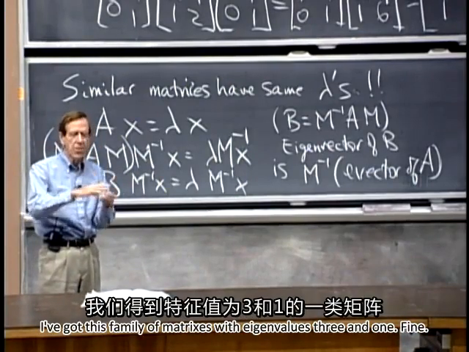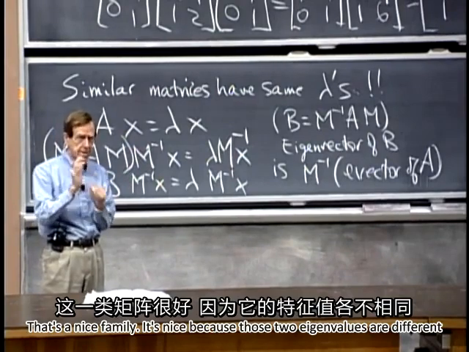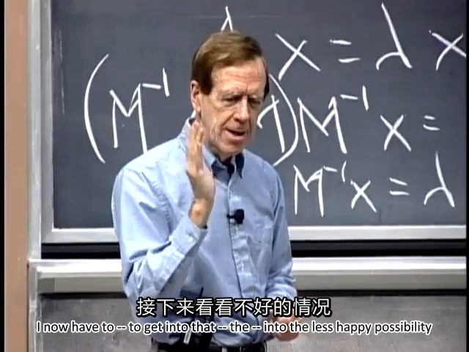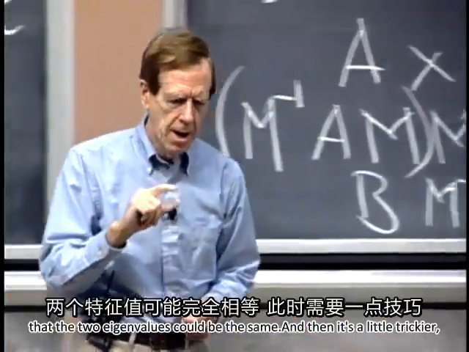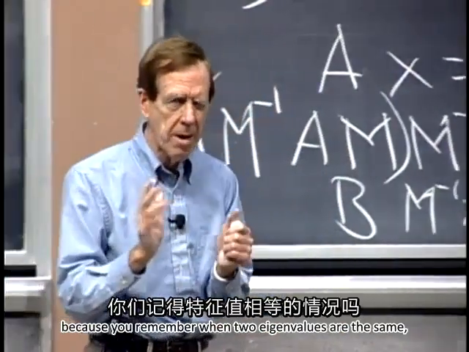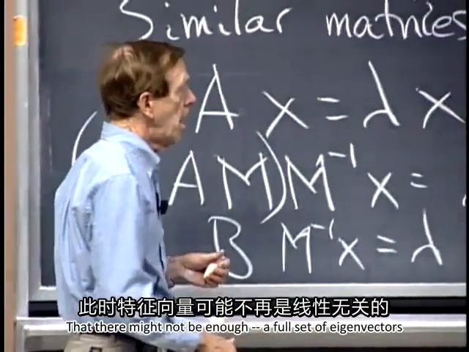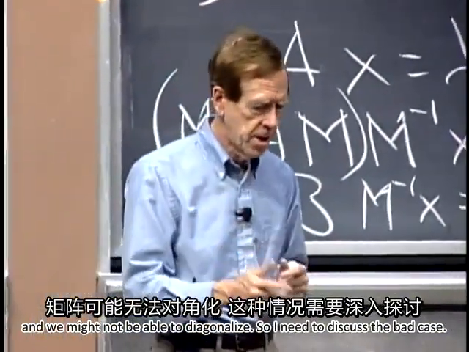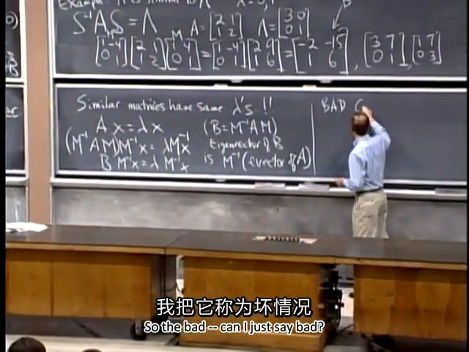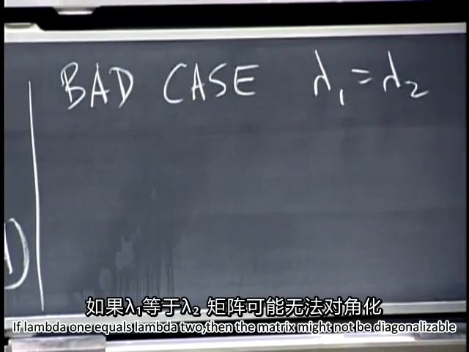Now, I've got this family of matrices with eigenvalues 3 and 1. Fine. That's a nice family. It's nice because those two eigenvalues are different. I now have to get into the less happy possibility that the two eigenvalues could be the same. And then it's a little trickier, because you remember, when two eigenvalues are the same, what's the bad possibility? That there might not be a full set of eigenvectors, and we might not be able to diagonalize. So I need to discuss the bad case. If lambda 1 equals lambda 2, then the matrix might not be diagonalizable.